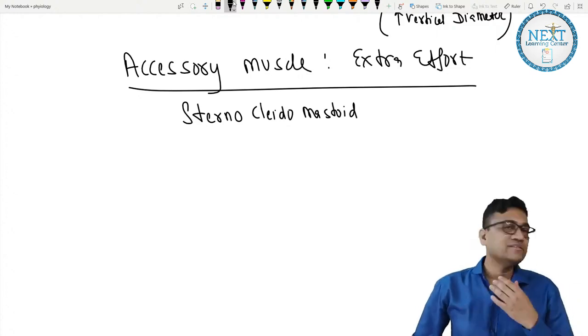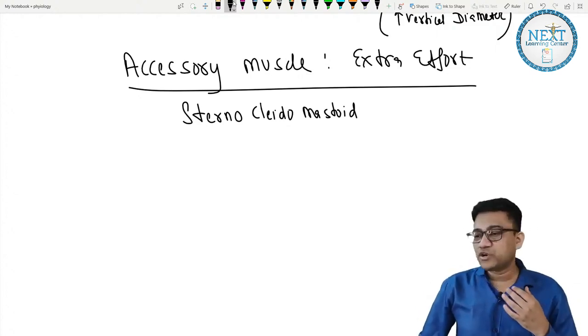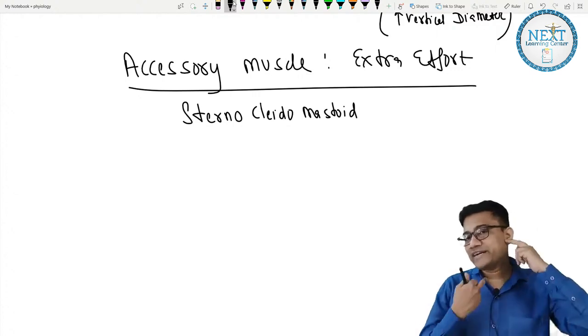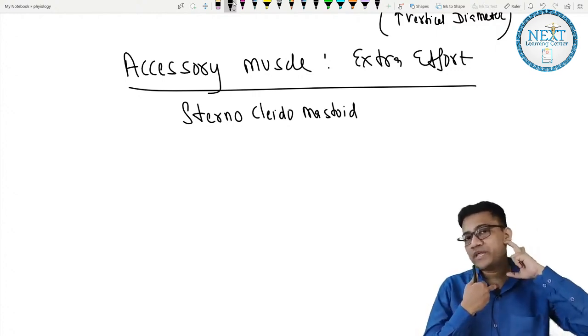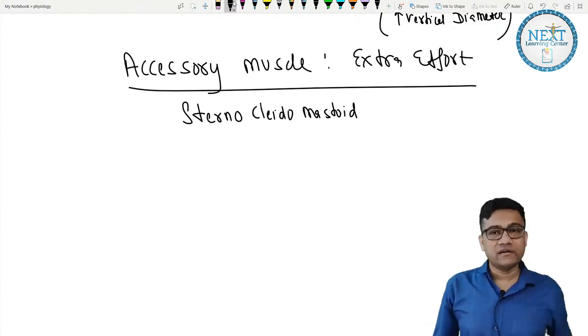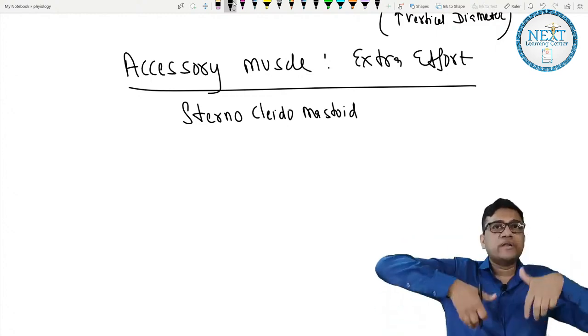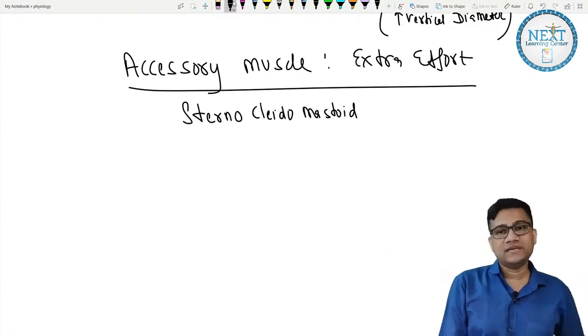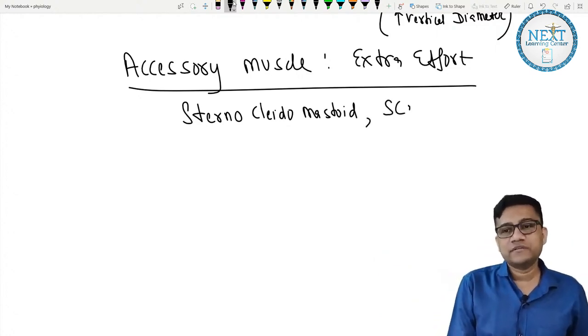So that's why it causes turning of the neck. Which muscle causes turning? Sternocleido, because it is attached like this. When it contracts, it will pull the neck to one side or the other, so it helps in turning of the neck. It can also help in lifting the thorax. Then the splenic muscle.